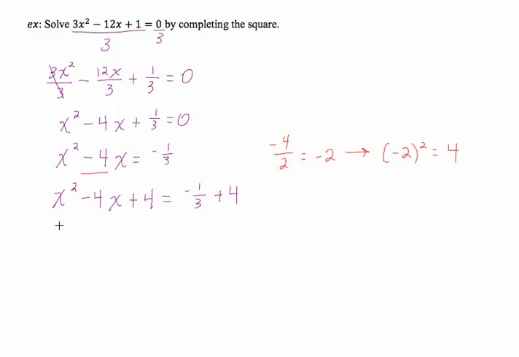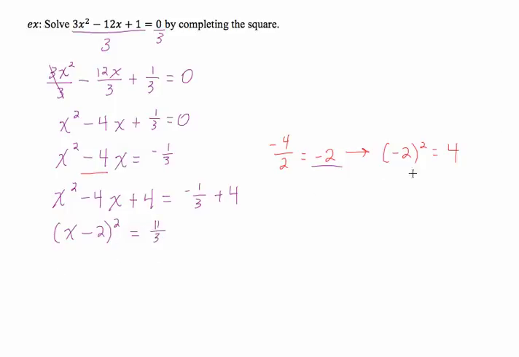So the left side can be factored into x minus 2 all squared. And the right side, we have 4 minus 1/3. 4 you can think of as 12/3, so 12/3 minus 1/3 would be 11/3.